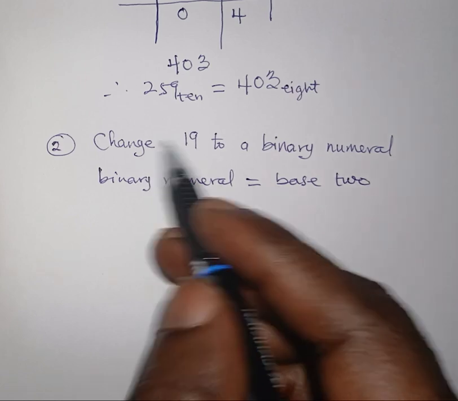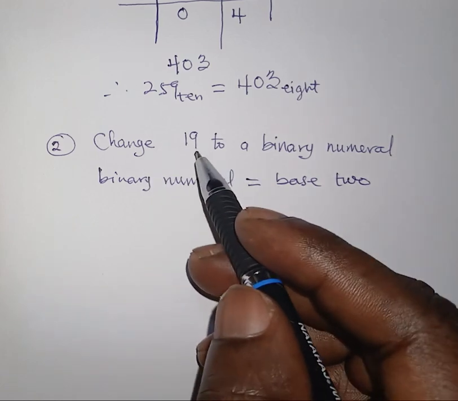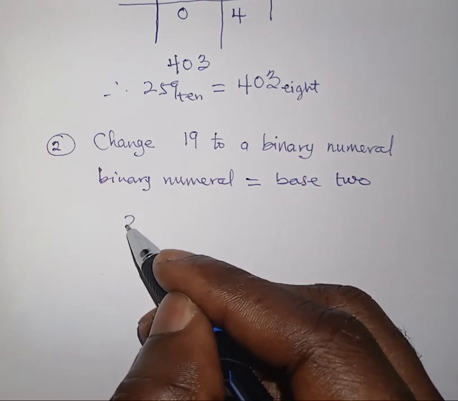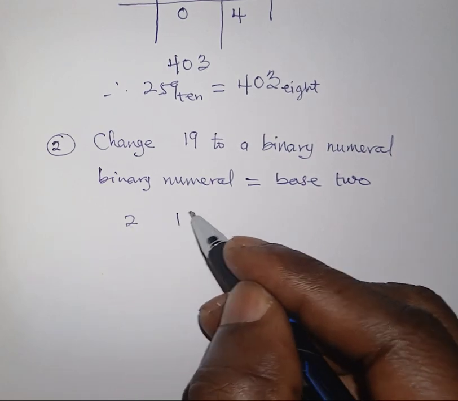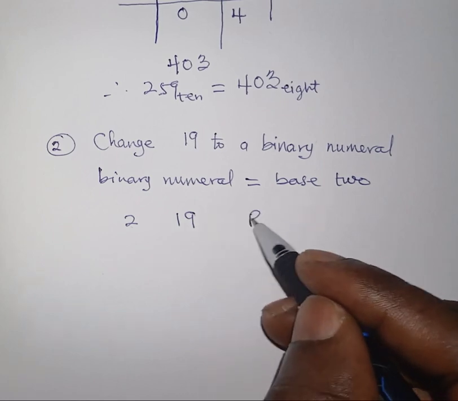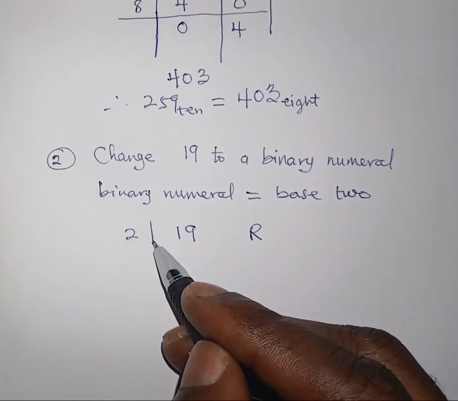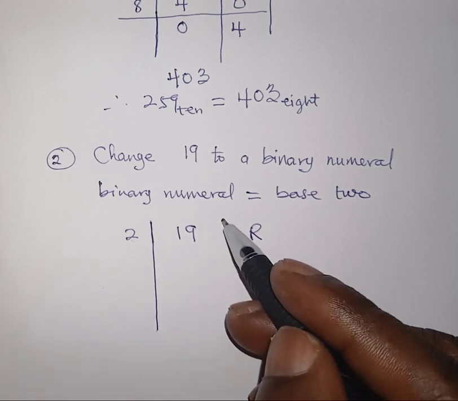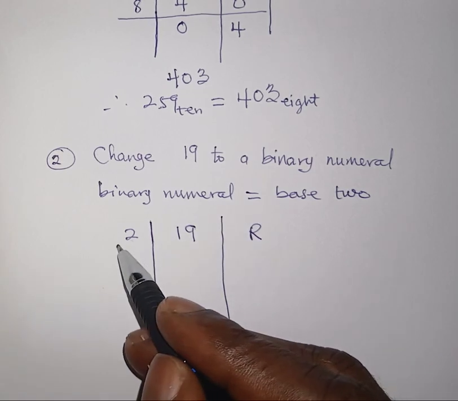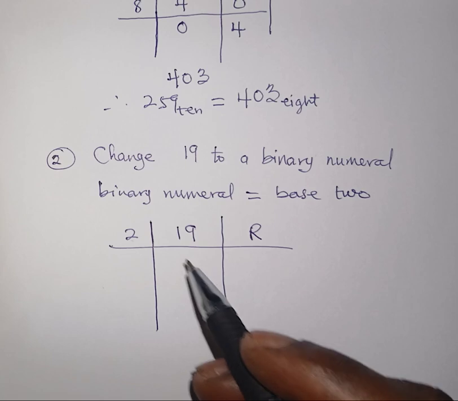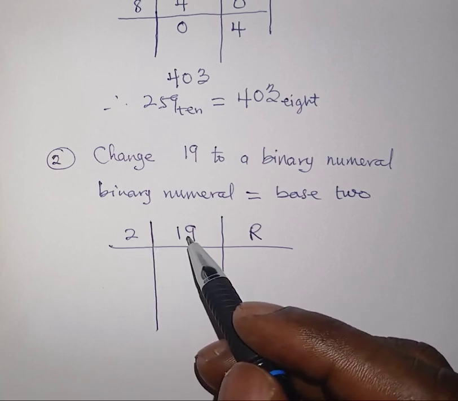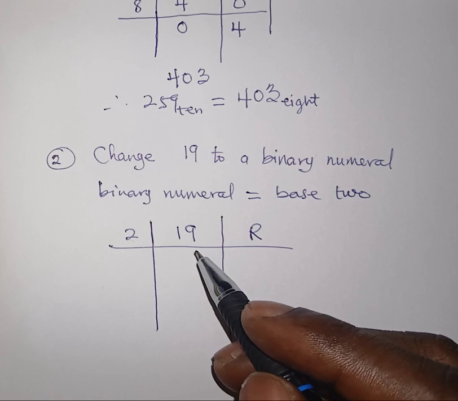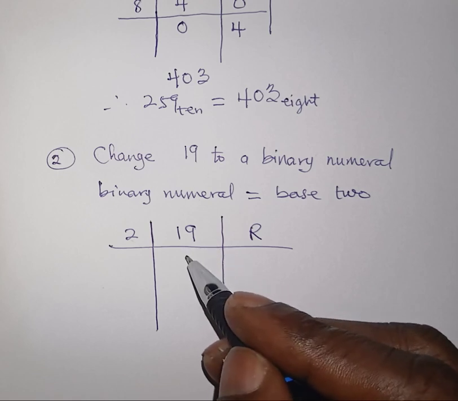Alright, so it means we are going to change this to base 2. Already this is in base 10. So what you do is you write your 2, you write your 19, and then you write your remainder, in table form. Good. So 19 divided by 2, how many times? So when 2 divides 19, you are going to get what?